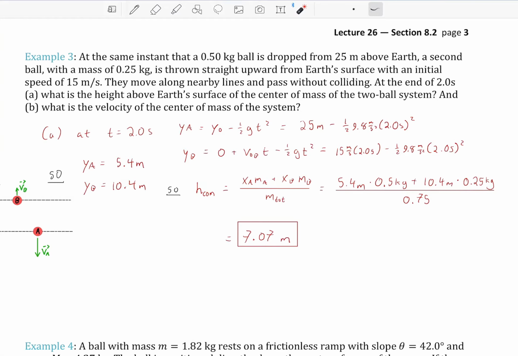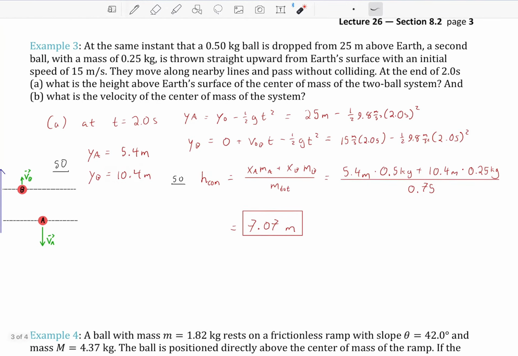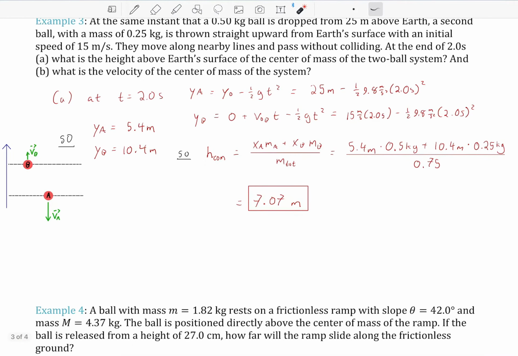And again, a big contribution there is that they're not equal mass balls, and so that pulls the center of mass lower than it would be otherwise. Otherwise it would be a bit closer to the 10.4 if they're equal mass. It'd be more like 7.5, right? So there we have it, 7.07 meters, the center of mass at that particular moment.